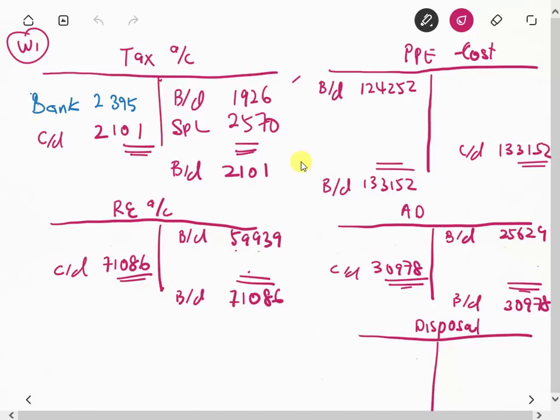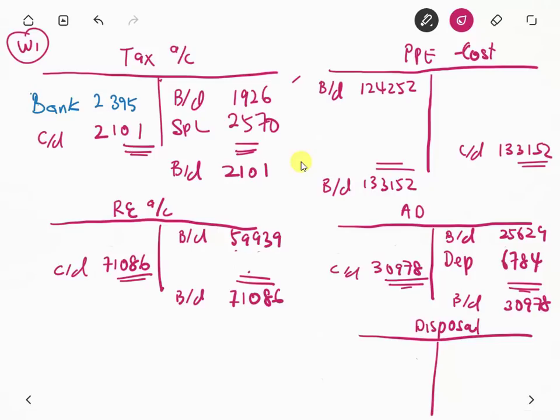Depreciation during the year. Where? Which ledger? PPE, accumulated or disposal? Accumulated. Debit or credit? Depreciation. Okay. 6784. Continue reading the note. Note 3.